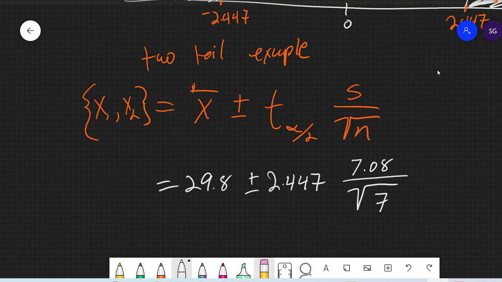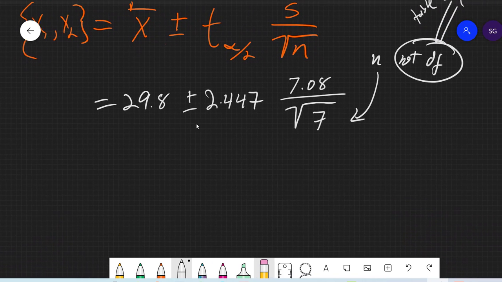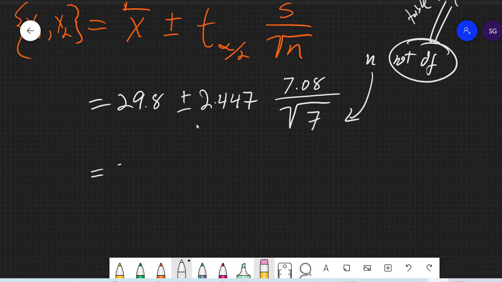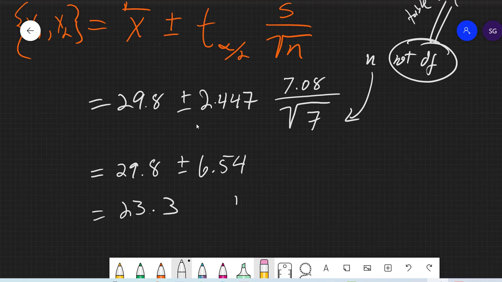Note that this is going to be n, not degrees of freedom. Okay, we use degrees of freedom when we're using the table, but we don't use degrees of freedom here. And through the magic of modern storytelling, we know that this is 29.8 plus and minus 6.54, and that gives us 23.3 to 36.4.